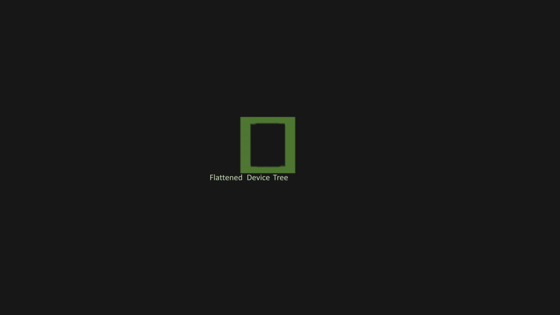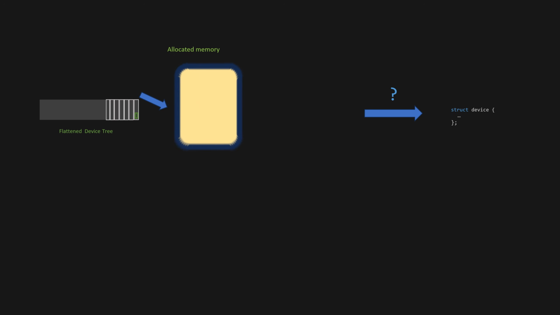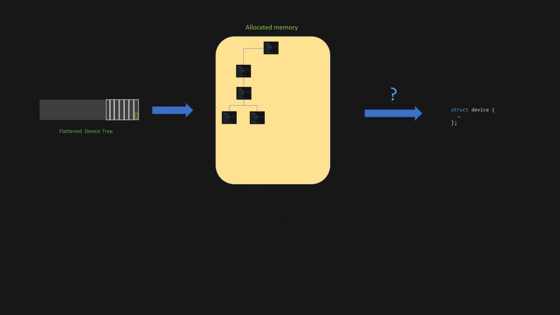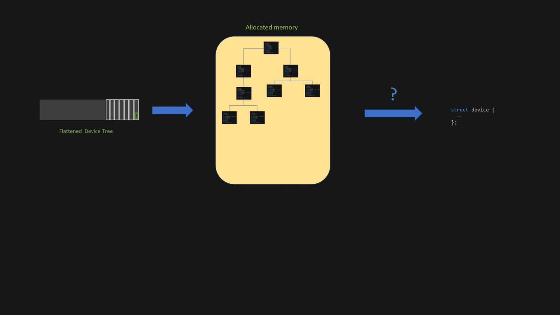In the Linux kernel, every device is represented by a struct device. So how do we go from an FDT to such a representation? Early during the boot process, the kernel allocates memory where the FDT is unflattened. During this step, the devices described in the FDT are converted into a tree of struct device_node. These device nodes are later used to instantiate the corresponding struct device. Let's take a look at the unflattening process.